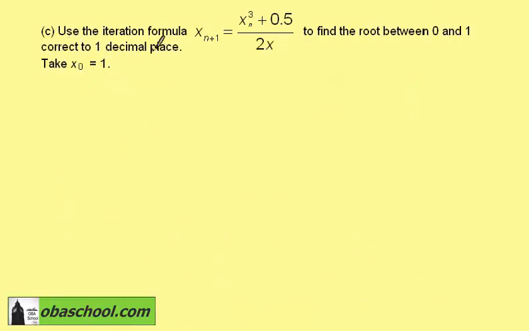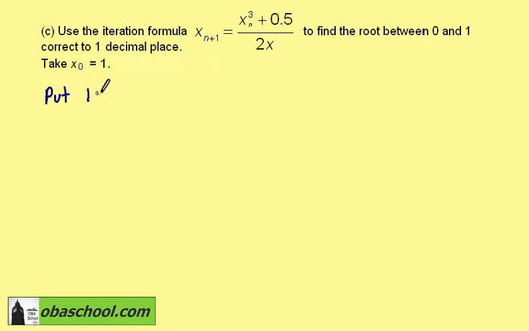We want to use the iteration formula x(n+1) is (xn cubed plus 0.5) all divided by 2xn. It appears that I've forgotten to put the n on this x, but it should be there. We want to find the root between 0 and 1 using this formula, correct to one decimal place. Let's take x0 equal to 1.